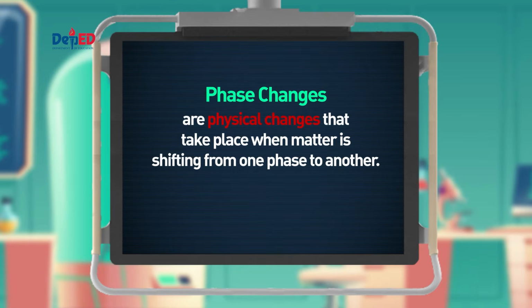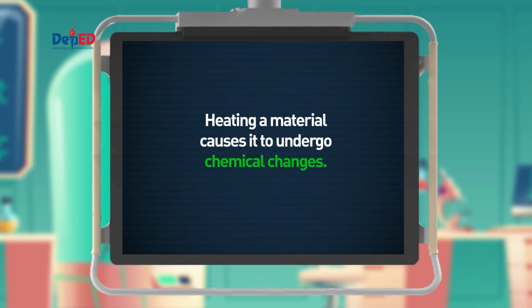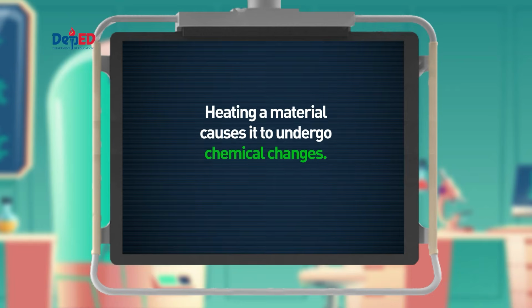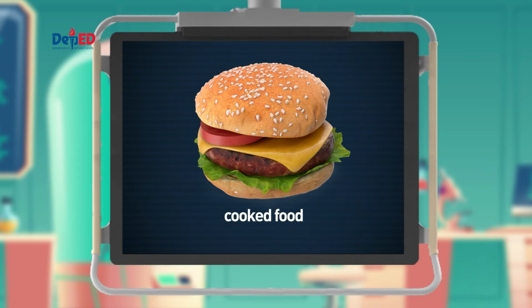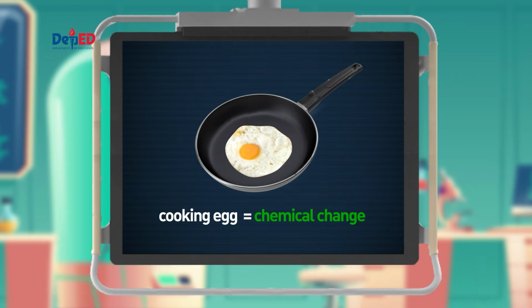Heat does not only produce physical change in materials. Sometimes, heating a material causes it to undergo chemical changes. The chemical changes caused by heat are irreversible. A change is called irreversible if it cannot go back to its original characteristic or look. One common example of these is cooked food. The egg your mother cooked for breakfast has undergone a chemical change. Now, can you bring the egg back into its liquid form before it was cooked? Not anymore, right? Therefore, frying an egg is an example of chemical change.